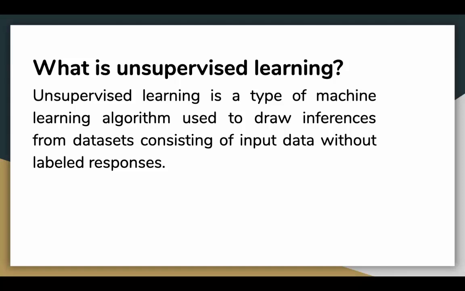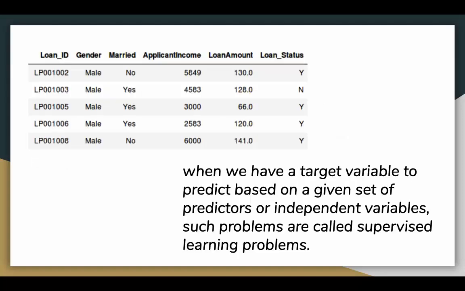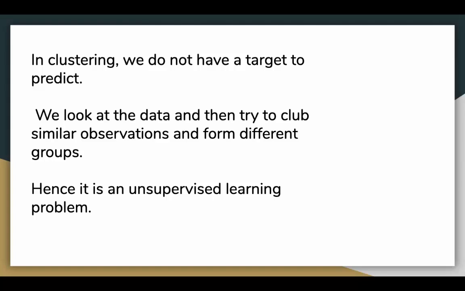Unsupervised learning is a type of machine learning algorithm used to draw inferences from datasets consisting of input data without labeled responses. To understand all of this, let's see how a supervised algorithm works first. We have a labeled dataset with the output or target variable. In this particular example, the task is to predict whether a loan will be approved or not. As we have all the data labeled with appropriate targets, we call it supervised learning. In clustering, we do not have a target to predict. We look at the data and try to club similar observations and form different groups. Hence, it is an unsupervised learning algorithm.